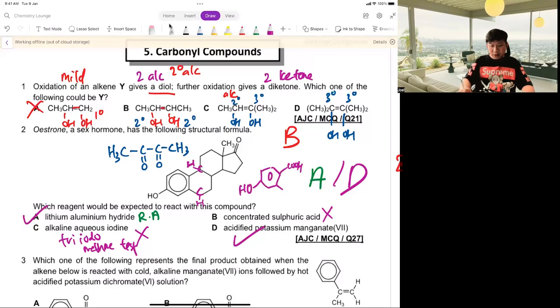COOH, COOH. That's it. The rest all cannot. You know what? Wrong question. Both can. A and B can. Okay? Yeah, so such an oxidation of benzene.